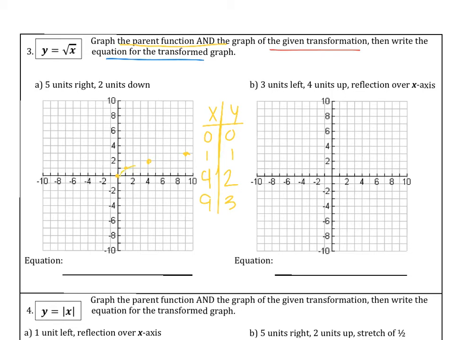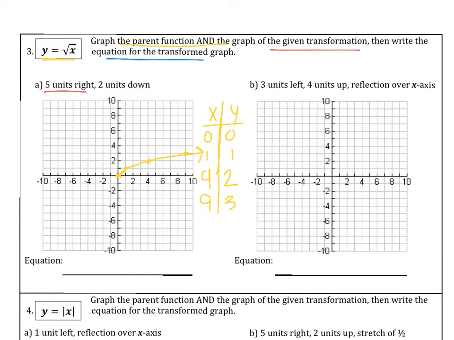All right, so we have this piece of the square root function. Notice I'm not putting an arrow down here. This is an end point. The function does not continue in that direction. That function stops right there at 0, 0. That's an end point. So I have my parent function graphed. This is the graph of y equals the square root of x, and now I'm going to transform it by shifting it 5 units right and 2 units down.